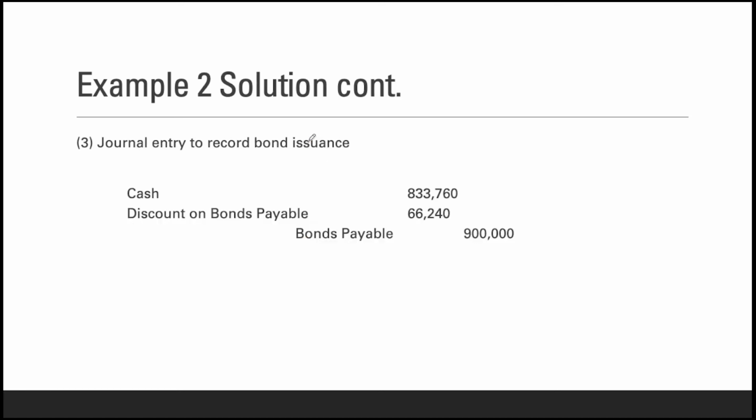Finally, going over the third question here, the journal entry to record the bond issuance. Well, we're going to debit cash for the price of the bond, which we determined to be $833,760, because that's the amount of cash that the company is obtaining from the investor to obtain this bond. Next, we're going to want to debit the discount on the bonds payable, which again was the face value minus the price of the bond, which is $66,240. And the bonds payable will always be the face value of said bond. So credit bonds payable, $900,000.